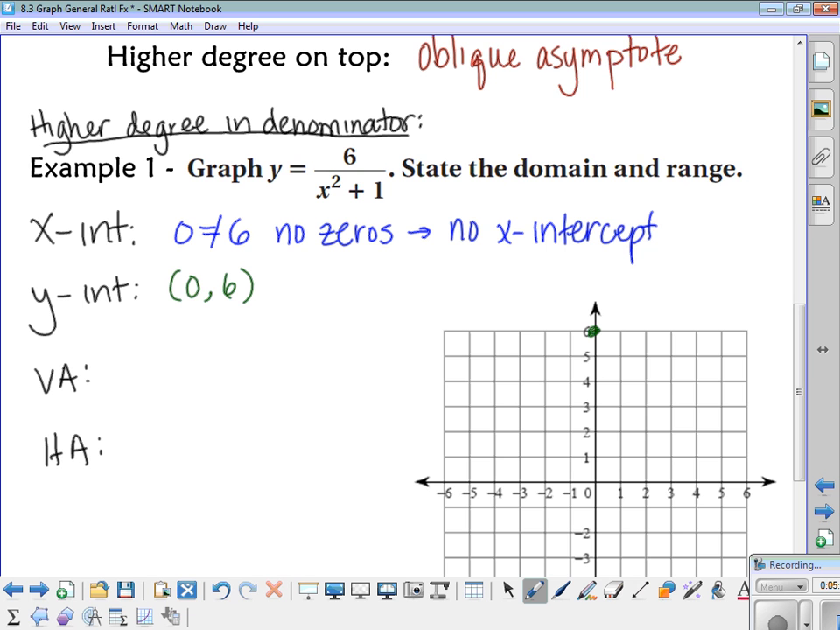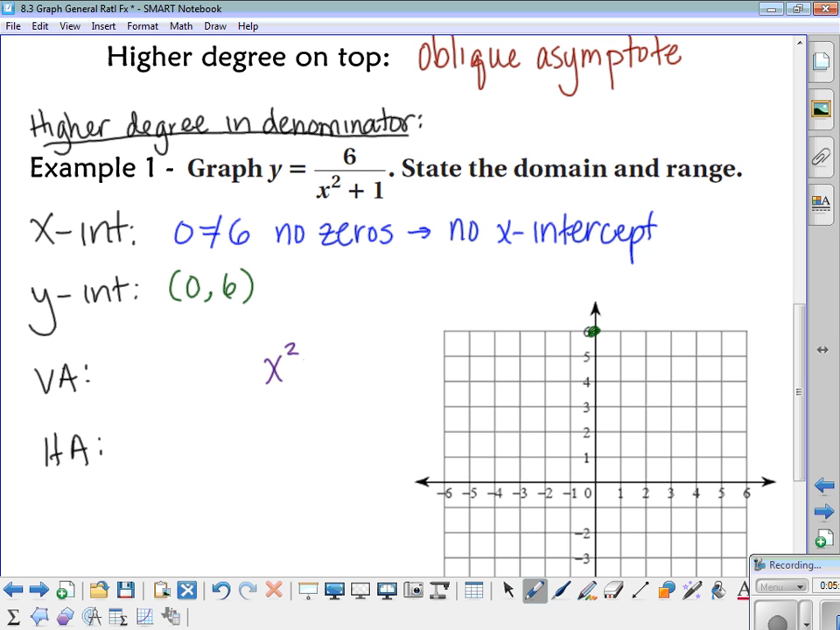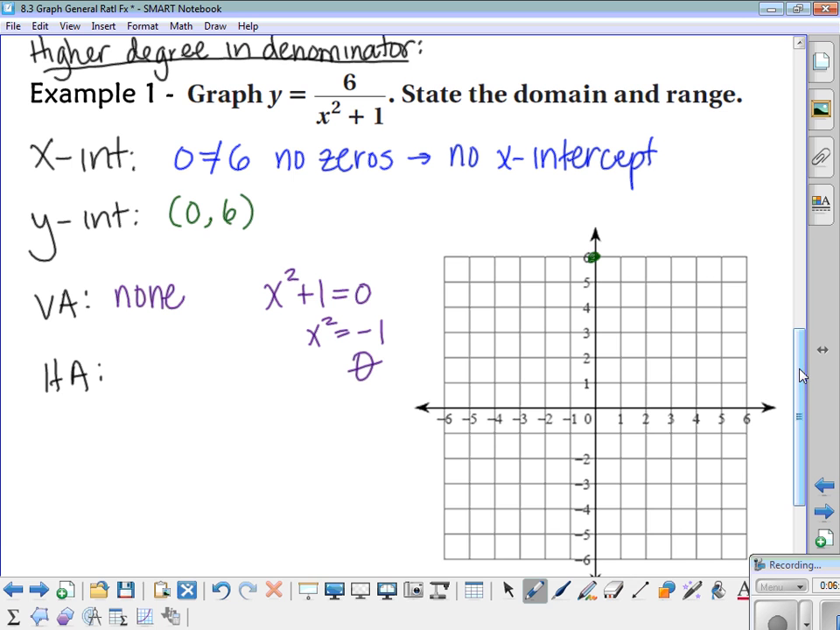Then I'm going to figure out my vertical asymptotes. So to do the vertical asymptotes, what have we been doing? Setting which part to 0? The denominator, right. So we'll do that again. If x squared plus 1 is equal to 0, and I subtract 1 from both sides, I get x squared equals negative 1. Are there any real solutions to that? No, only imaginary, right? So since there's no solution, that means that there are no vertical asymptotes. And then finally, let's take a look at my horizontal asymptote.